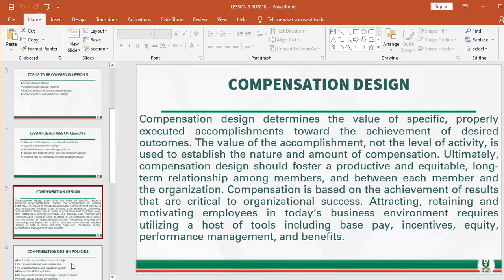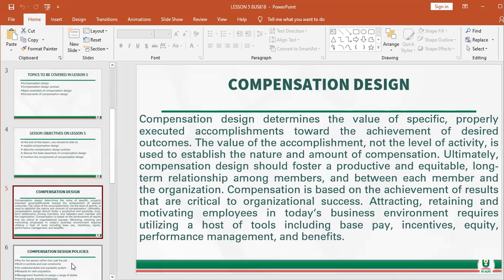So basically, what do we understand by compensation design? We all know what compensation is all about, so now we are just talking about the design. How can you design a compensation package, relative to the term compensation? So compensation design determines the value of specific, properly executed accomplishments towards the achievement of desired outcomes.